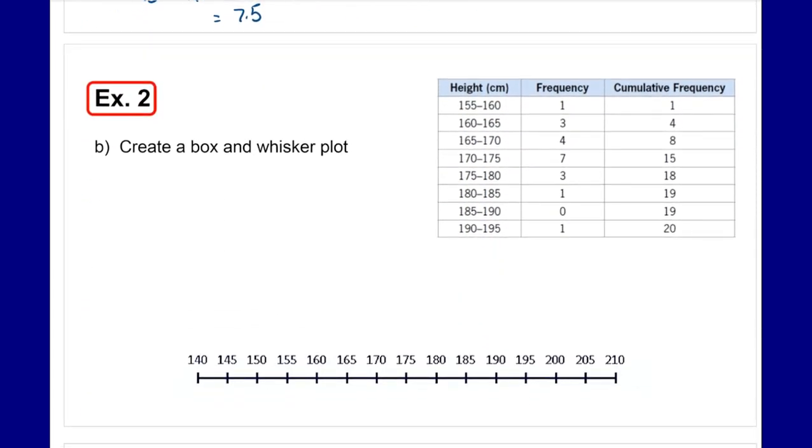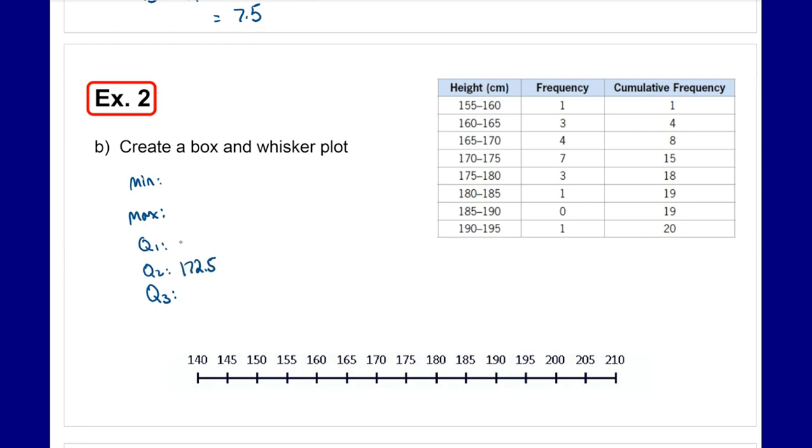Next, we want to take those values and create a box and whisker plot. In order to do that, we need to have a minimum, a maximum, our Q1, our Q2, and our Q3. Our Q1, Q2, and Q3 we've already found, right? Our Q2 was our median that we found initially, 172.5.